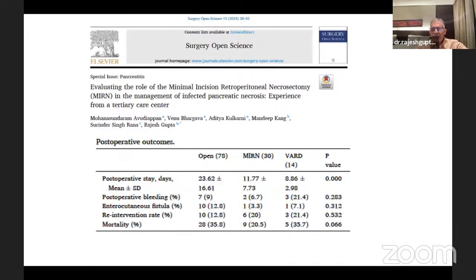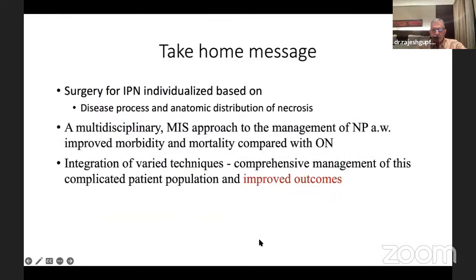We have recently published our experience where we had shown that compared to open necrosectomy, minimal incision and VARD actually had significantly lower post-operative hospital stay. Post-operative bleeding was surprisingly less with minimal incision compared to VARD. The mortality was lowest again with minimal incision.